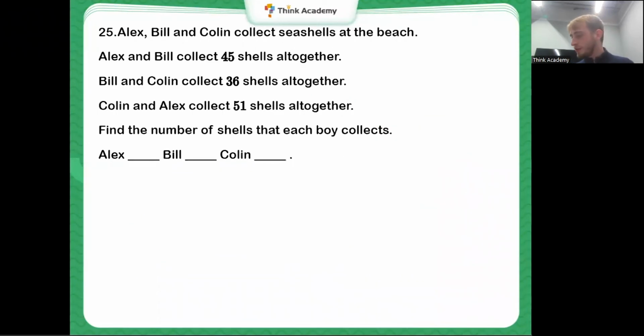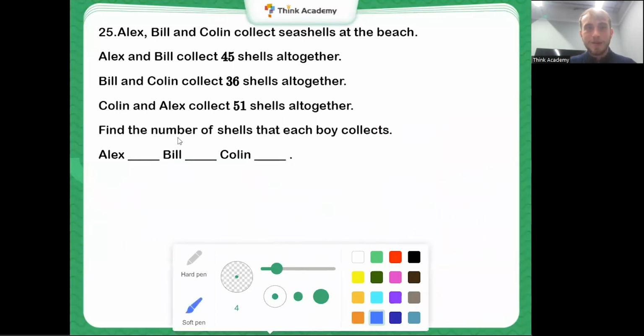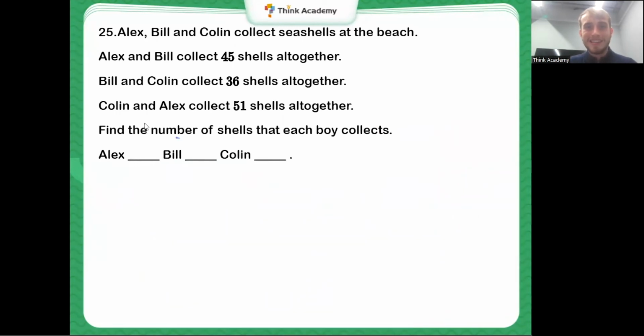Right, almost there, 25. Now, I like this question because it's a nice simultaneous equation. So Alex, Bill, and Colin collecting seashells. Alex and Bill collect 45 shells. So we need to try and write some equations. Let's use A for Alex and B for Bill. So A plus B is equal to 45.